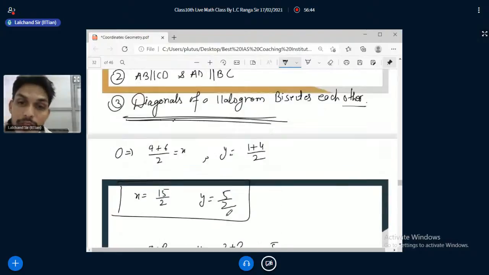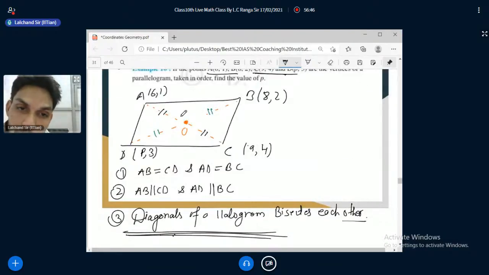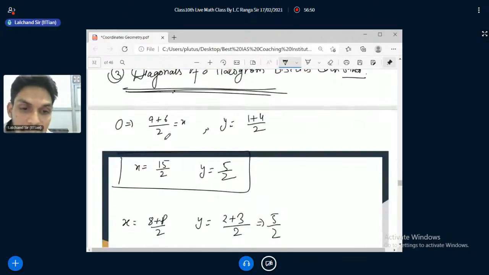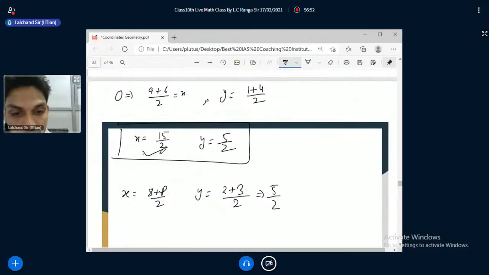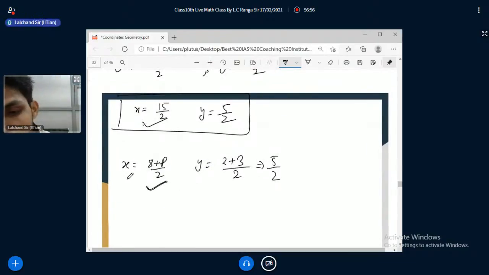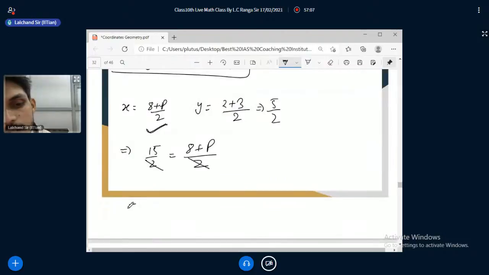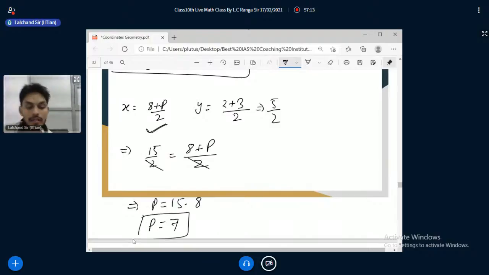So look, because the point O is the common point of the intersection of AC and BD, the value of x must be the same. So if we equate both values of x, then we have 15 by 2 equal to (8 + P) by 2. The 2 gets cancelled and the value of P is 15 minus 8, that is P equal to 7, isn't it?